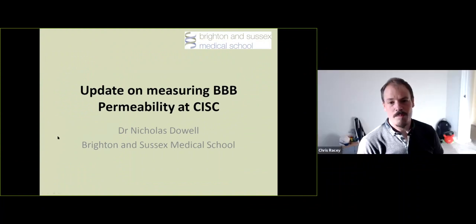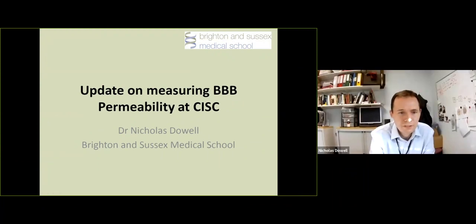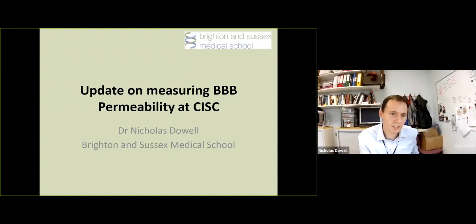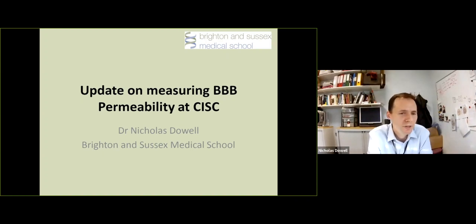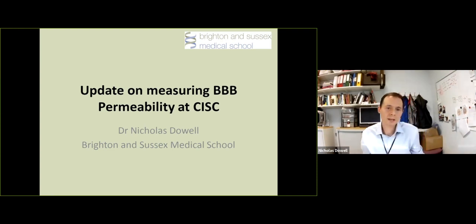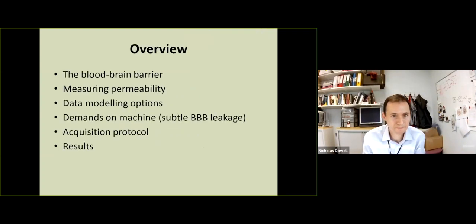Yes. Great. Okay, so this is just a short update really on the technique that we've been developing to measure blood-brain barrier permeability here at CISC. So we've had this technique up and running in some form or other for a couple of years now, but there's been a recent iteration which has seen an improvement in the quality of the quantification of permeability in the blood-brain barrier. So it's sort of timely that we've got this opportunity to tell you about that here.